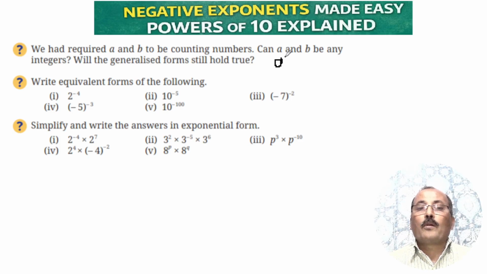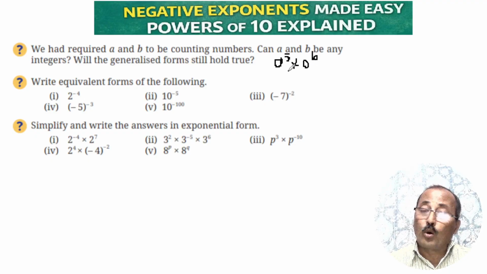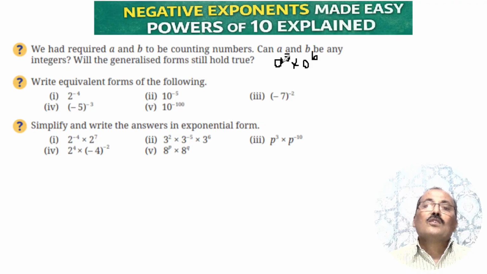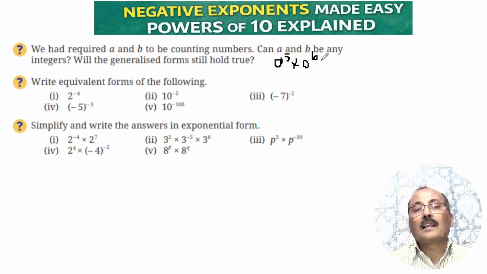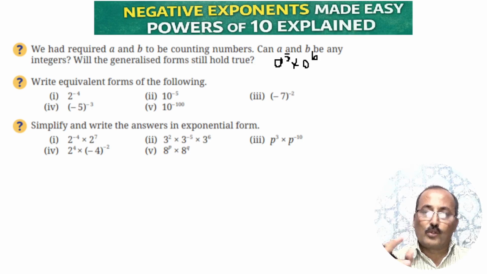0 power 5 into 0 power 6 means no use. If a and b are both 0, then those rules will vanish. So a and b can be any integer other than 0. Are you clear? Okay, let me go to the next question. This is the generalized form. Suddenly they may ask a question like that. Be prepared for anything. If you know the concept really, then you can answer anything.